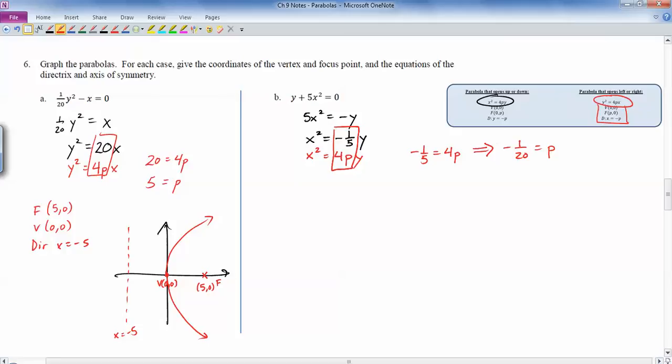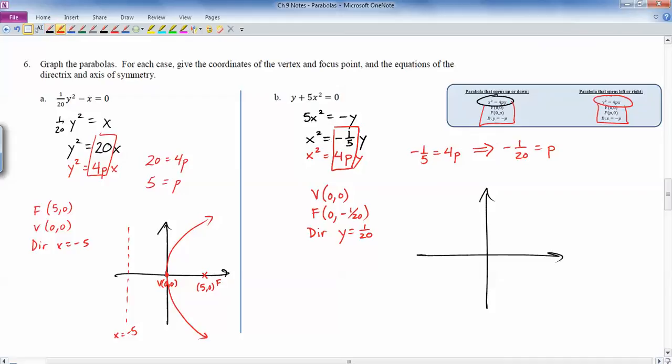Okay, and since it's x squared, it opens up or down. Well, then I can use all this other stuff. My vertex is going to be 0, 0. My focus is going to be 0, -1/20. And then my directrix is going to be y equals -p, which is +1/20. So that's enough to graph the thing. So let's go ahead and graph it.